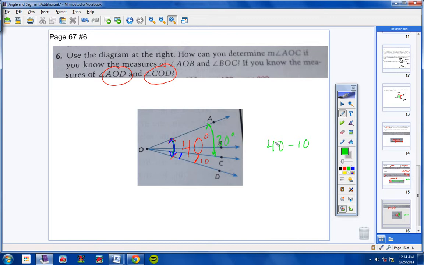That's exactly what you would do, okay? And I'm hoping that using numbers like this is helping you see that. So I take my entire big angle, angle AOD, and I subtract from it this little angle right here, which would be the measure of angle COD. And if you do that correctly, subtract those two angles, what you're left over with is angle AOC, this angle right here, okay?